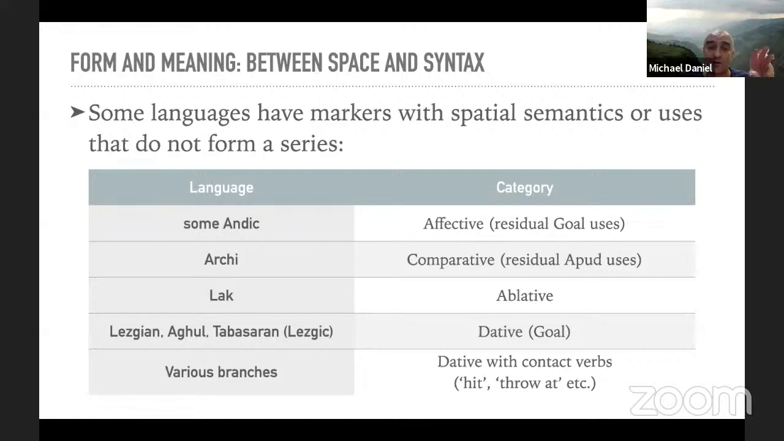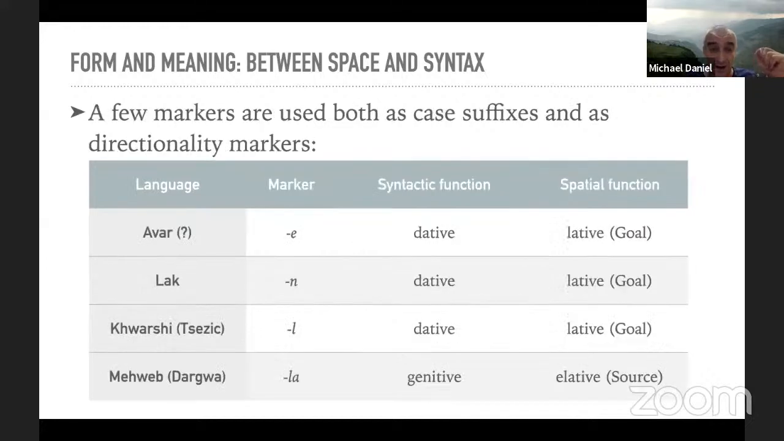Okay, that's one case. So on the one hand, you have the cases where languages have an element of what we previously called syntactic cases, like the comparative in Archie, which has some spatial uses. On the other hand, in a more consistent way, sometimes a marker which is used as a syntactic case is used as a directionality marker in the morphological spatial template.